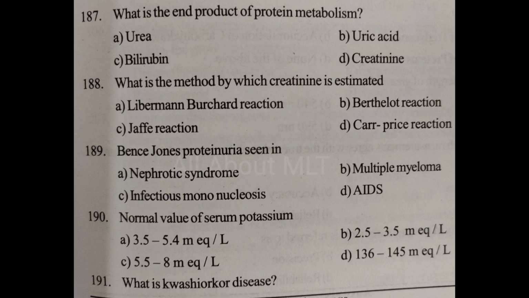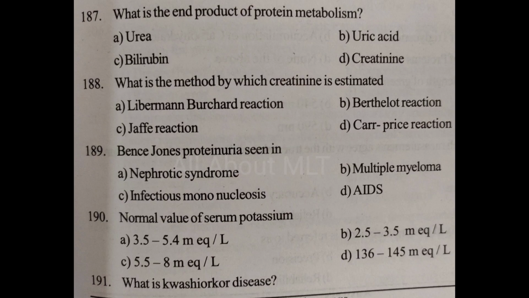Normal value of serum potassium. Option A, 3.5 to 5.4 milliequivalents per liter. Option B, 2.5 to 3.5 milliequivalents per liter. Option C, 5.5 to 8 milliequivalents per liter. Option D, 136 to 145 milliequivalents per liter. Answer is option A, 3.5 to 5.4 milliequivalents per liter.